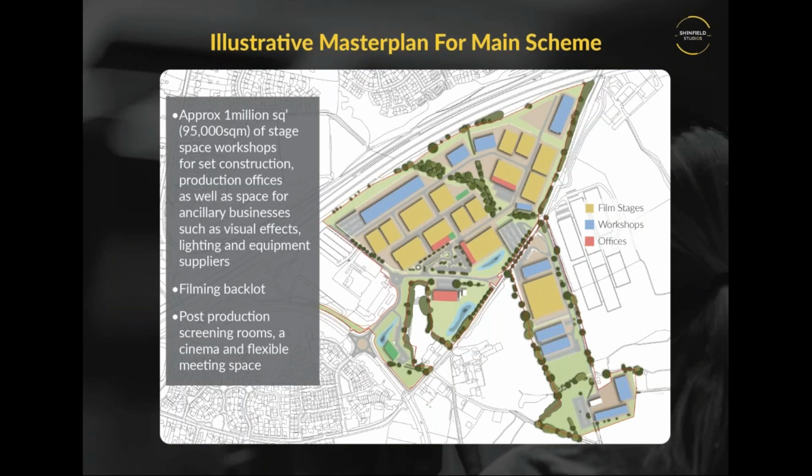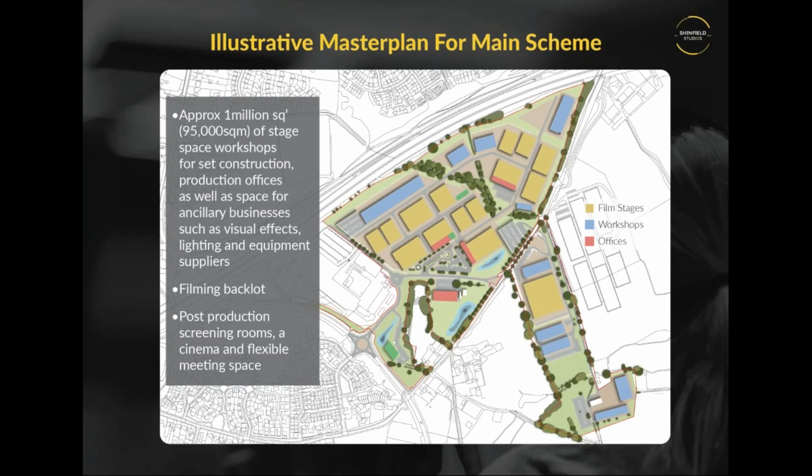Moving on, again, this is just a two-dimensional view of the entire plan. So this is not really the detail that we're talking about tonight, but just to give you a flavour of the full plan. Now, once the studios are built out in their entirety, it'll be about 1 million square feet of stages and workshops and production offices. That translates to about 95,000 square metres. On the key there, you can see that the mustard colour is really the film stages, the blue is the workshops, the red is the offices.